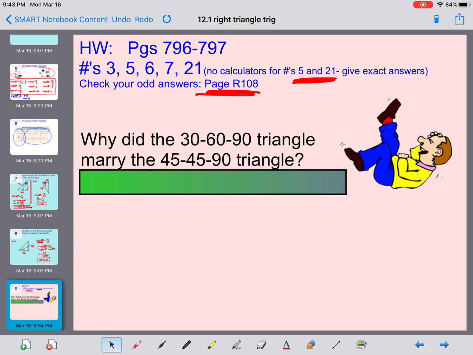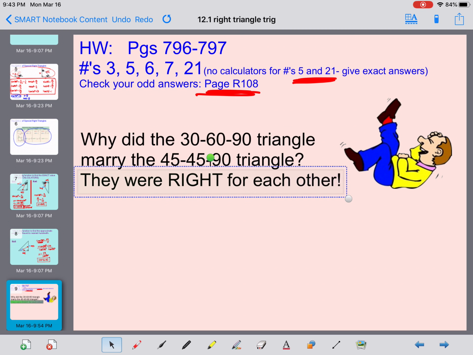And our joke of the day, got to keep that going and laugh a little bit today. Why did the 30, 60, 90 triangle marry the 45, 45, 90 triangle? It's a good one. They were right for each other. Yeah, you're all laughing with me. I know it.